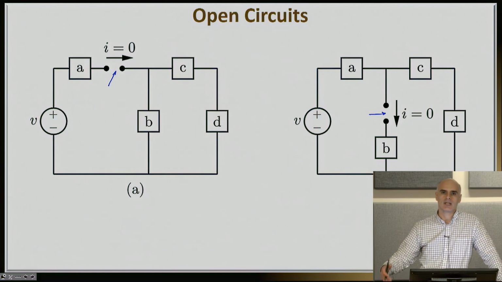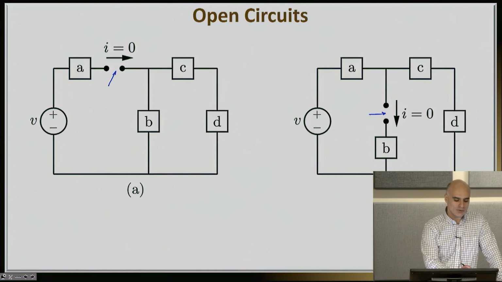For example, sometimes we do in real life remove sources intentionally, and therefore there is an open circuit intentionally. Sometimes they occur by an accident. For example, maybe there was actually something here. Maybe, for example, there was a fuse.